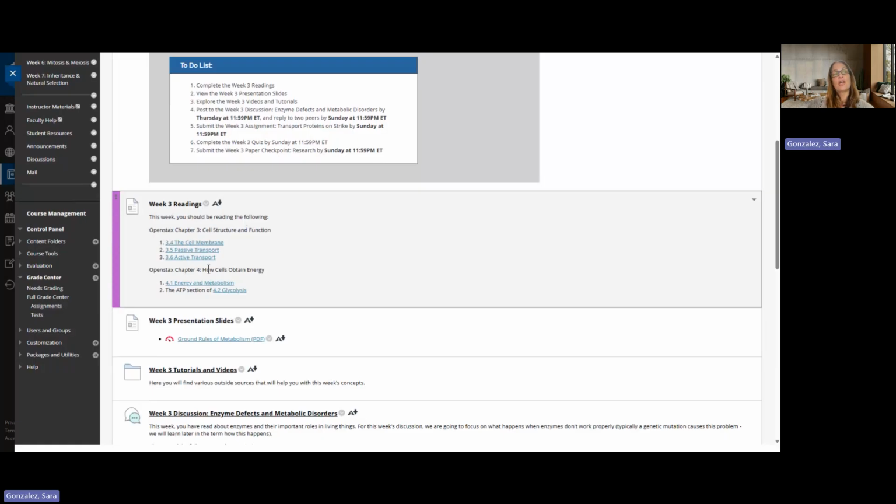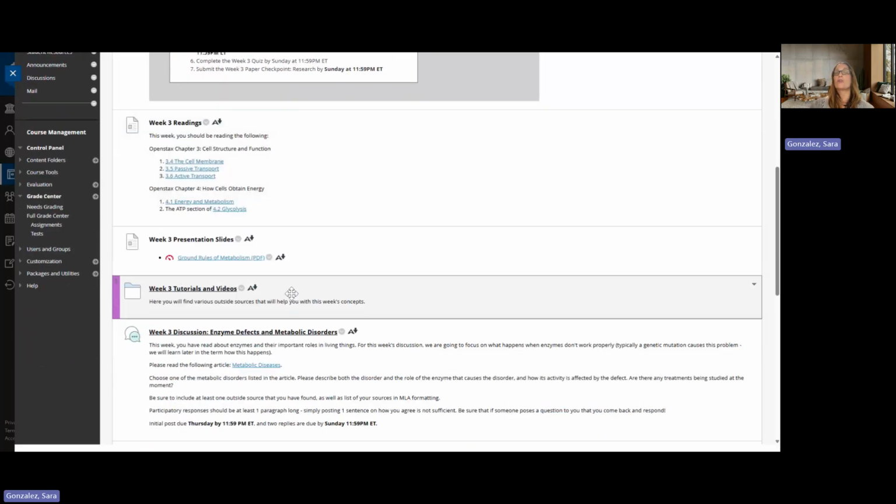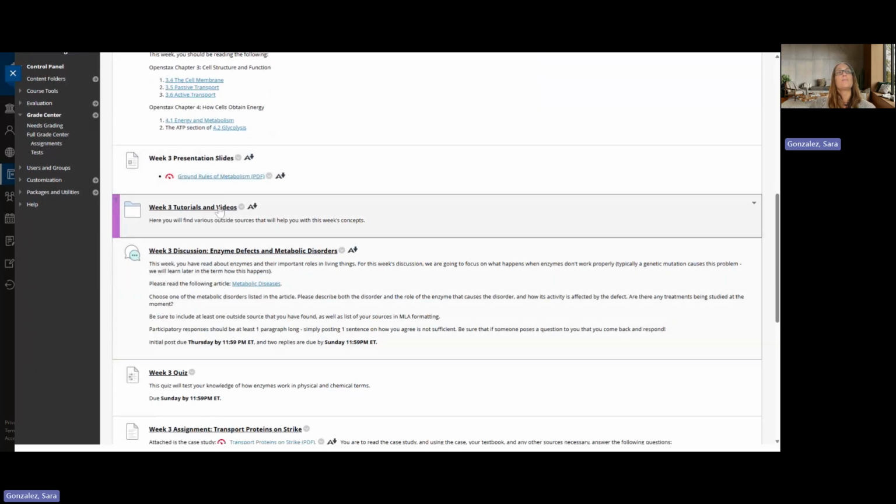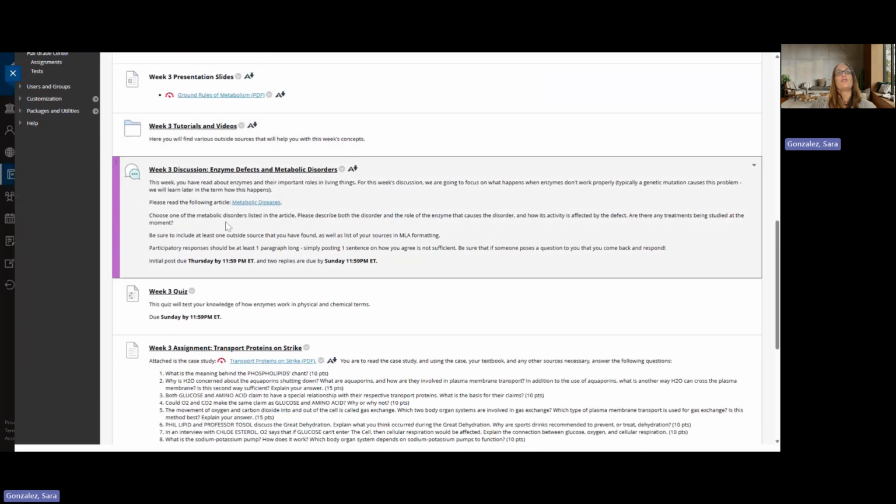Chapter 4 is a good chapter as well to take a look at. So look at 4.1 and 4.2, looking at how we obtain energy. So a little bit about energy metabolism, as well as a process called glycolysis. Here are some PowerPoints that go along with some of the material here, specifically looking at metabolism, and some videos and tutorials in addition.